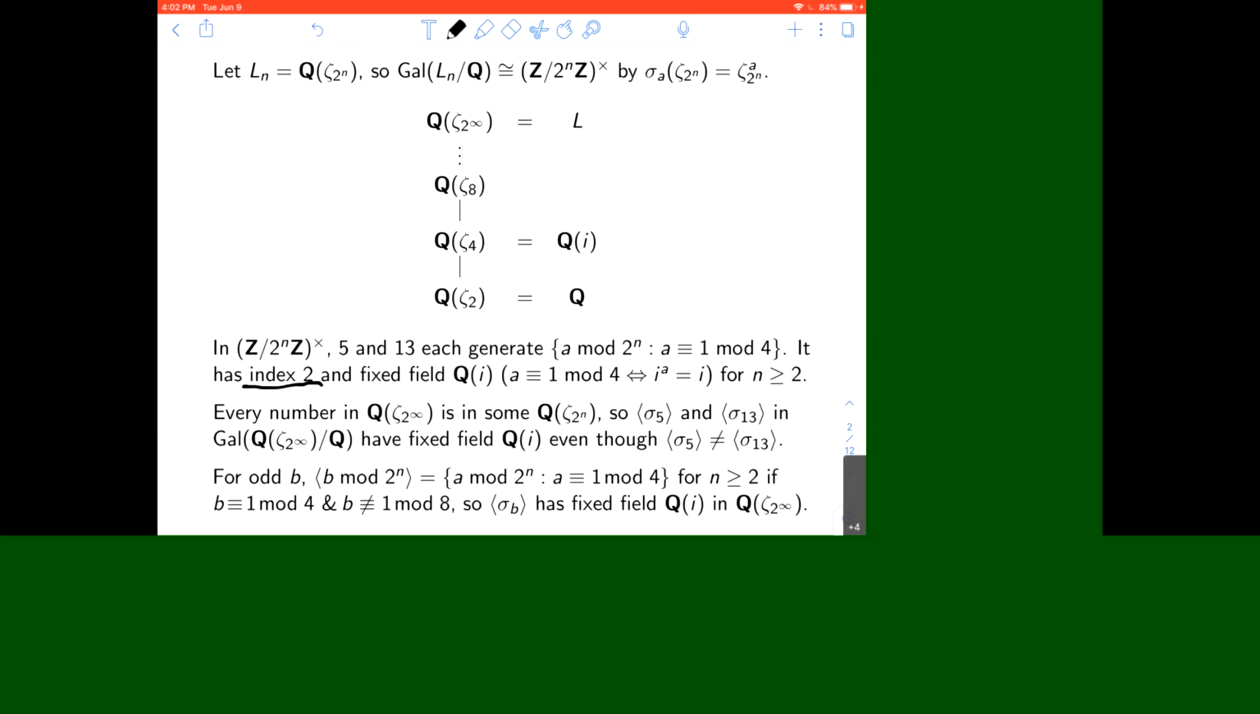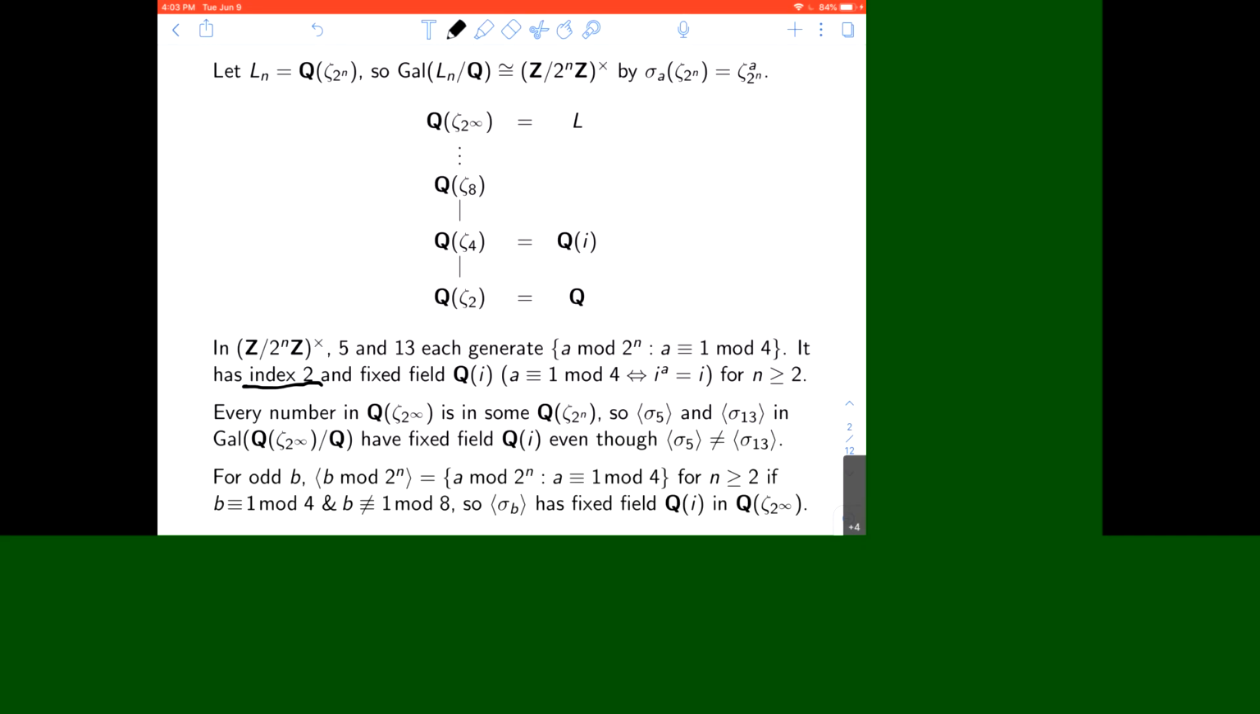So we have two different subgroups that have the same fixed field. And there's nothing special about 5 and 13. If you took any odd number b, it generates the same subgroup as 5 and 13, namely the numbers mod 2 to the n that reduce to 1 mod 4, as long as the number b is 1 mod 4 and not 1 mod 8. So in p-adic language, b would be exactly as close to 1 p-adically as 5 and 13 are. Their p-adic distance is 1/8. And so, excuse me, is 1/4. The distance from 1 is a quarter. So, yeah. And so you have lots and lots of subgroups that all have the same fixed field.